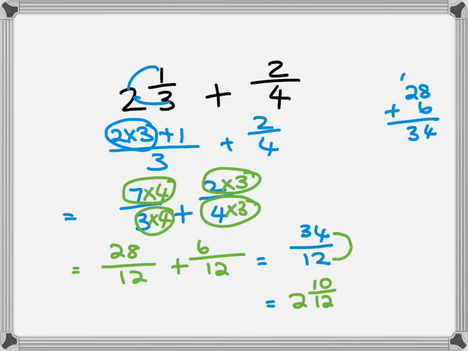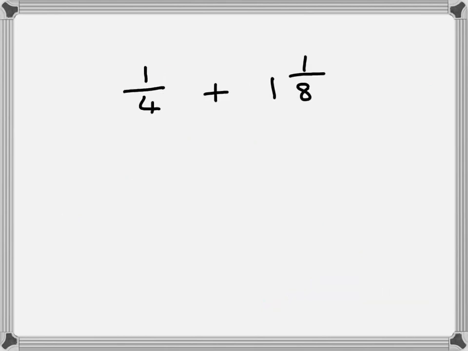And we can actually reduce this. This can be reduced. Do you see that? Because 2 can go into both. So let's rewrite it as 2, and we're going to divide that by 2 and that by 2. 5 over 6. 2 and 5/6. Okay, the last one is yours. You're going to do this one now.